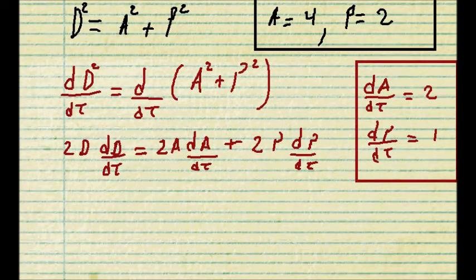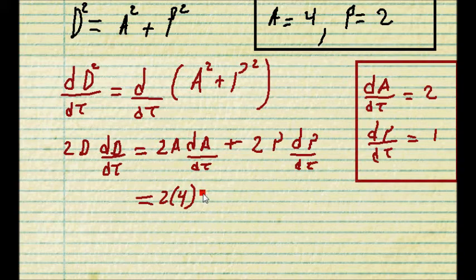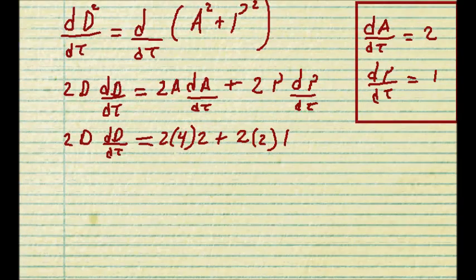All right, so let me begin. I have 2A, so at 2 hours, this is going to be equal to 2 times 4 times 2, plus 2 times, at 2 hours, P is going to be 2, and Paul travels at 1 mile per hour. So we have that this over here is equal to 2D dD/dt. And now I'm going to divide both sides by 2D.